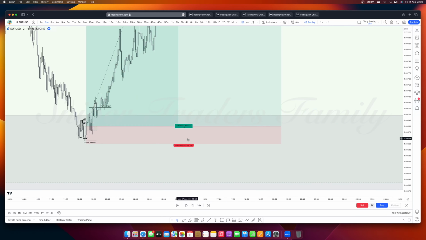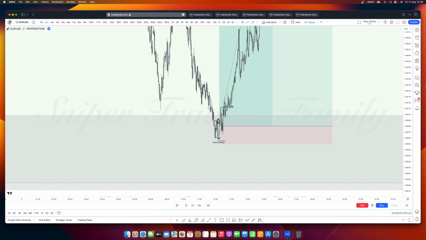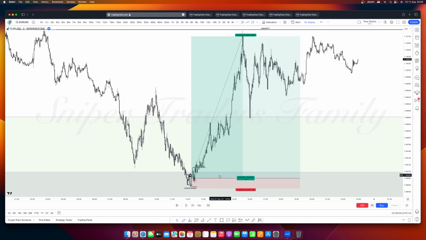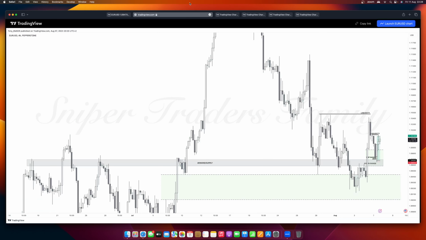This is a 3 pip stop loss trade. 3 pip, and look at how far price went. This gave a 1 to 14 risk to reward. So if you were risking 10, you made 140. If you were risking 100, you made 1,400 on this trade. Very, very precise. Demand and supply are very effective when you have a small money concept. So that is it for EURUSD.